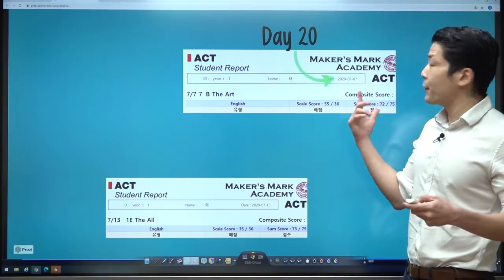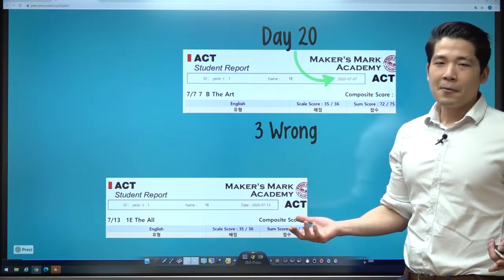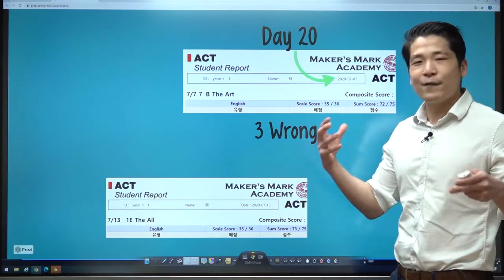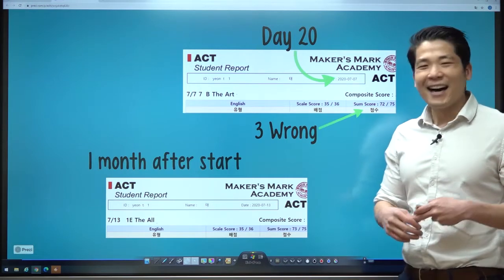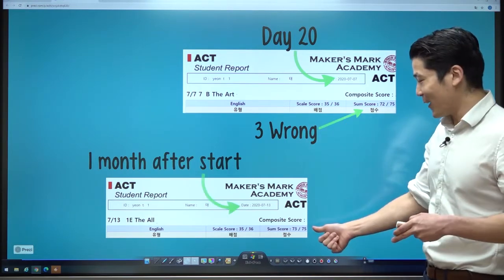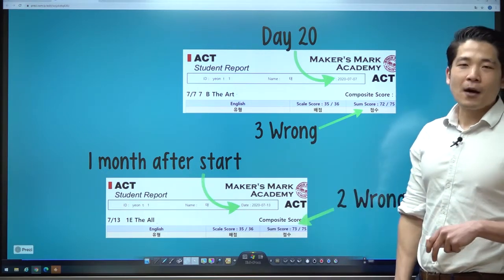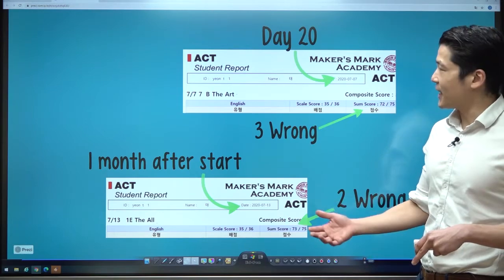After about 3 weeks or so of class, he was able to get about 3 wrong. Now, he was able to get fewer than 5 wrong pretty much every single test after that point. About a month after he started, he was getting 2 or 3 wrong per test.